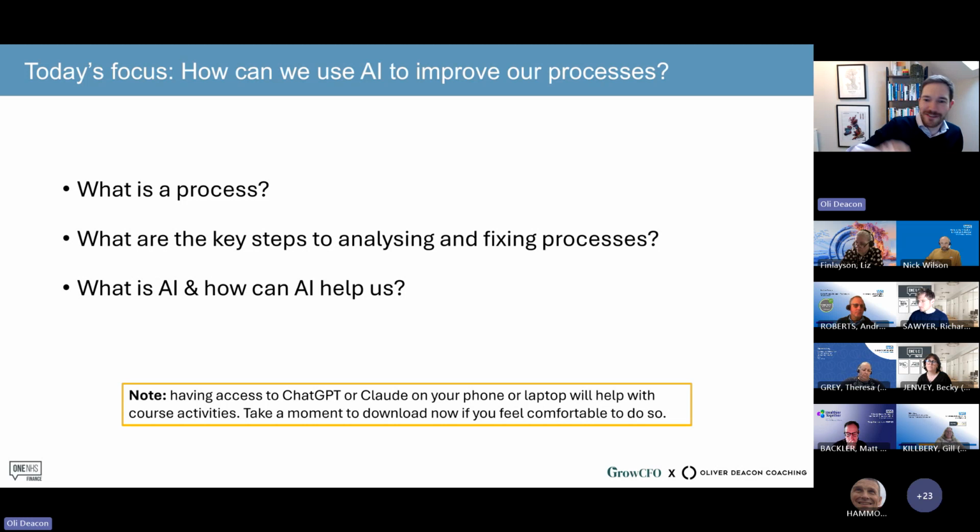Now, I've mentioned this already. If you haven't already got access to ChatGPT, please do download that, or check if you can. Again, if you don't feel comfortable doing that today, you don't have to, but we'll still be able to demonstrate what we're doing.